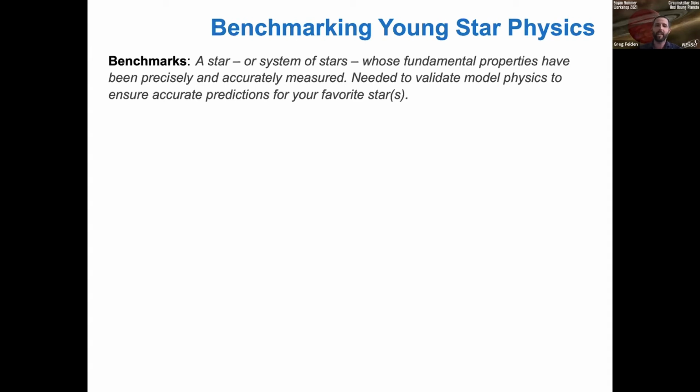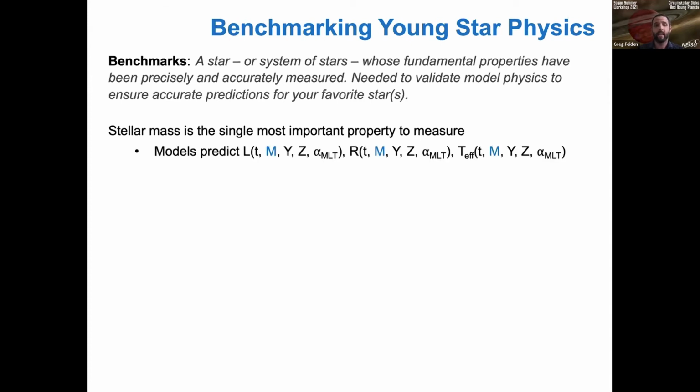And so if you think, oh, I'm not interested in the stars, I'm interested in the planets, you need to be interested in the stars if you really want to figure out what's going on with your system. And the number one thing that we need as stellar modelers is stellar masses. Stellar mass is the single most important property that anyone could measure of a star if we're interested in assessing model physics. That's because models predict the luminosity, radius, and temperature as a function of not just time, but also stellar mass and composition.